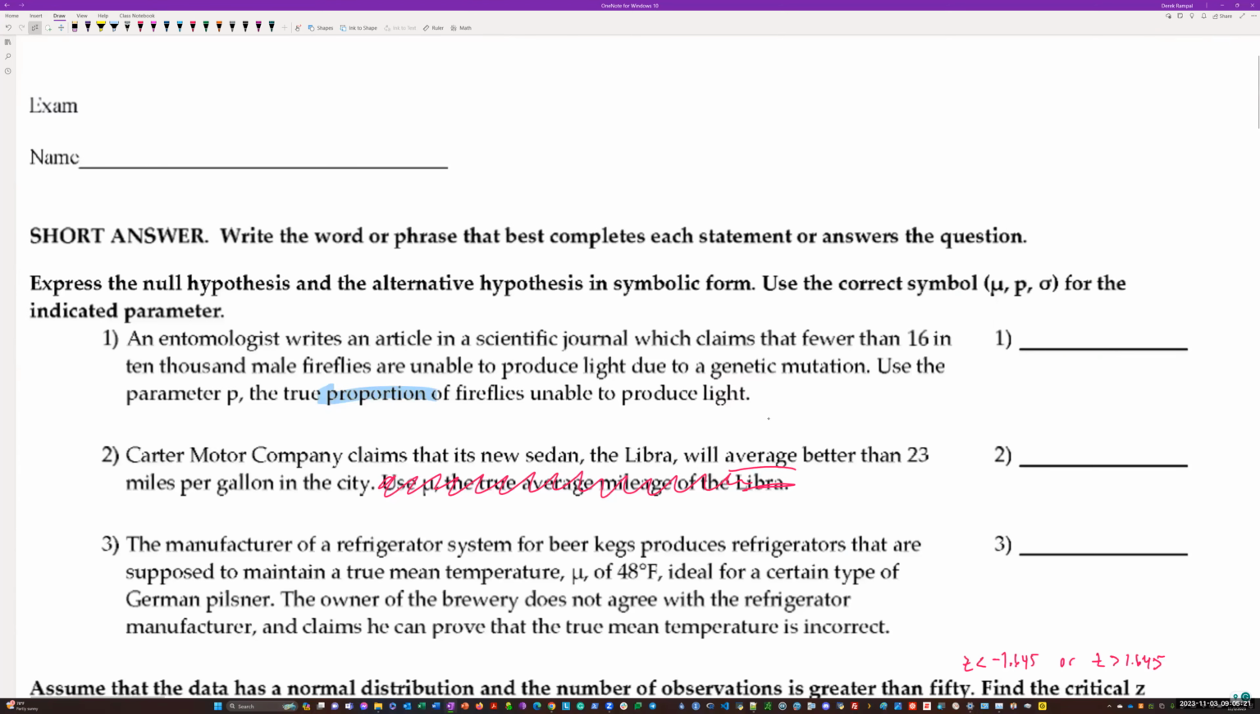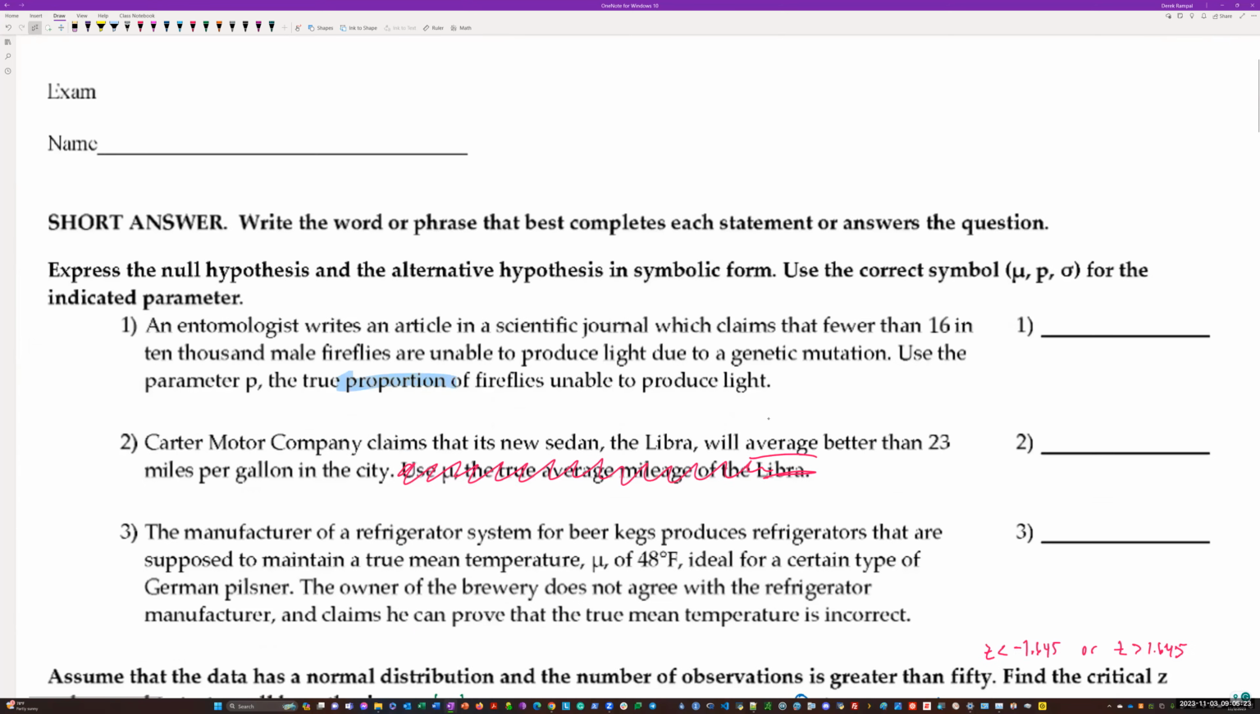All right, then what's the answer to the first question here? An entomologist writes an article in a scientific journal which claims that fewer than 16 in 10,000 male fireflies were unable to produce light due to a genetic mutation. Use the parameter. So this shouldn't even be here.